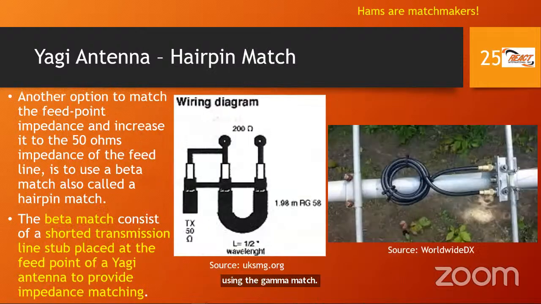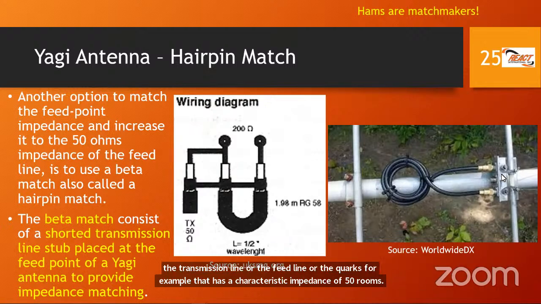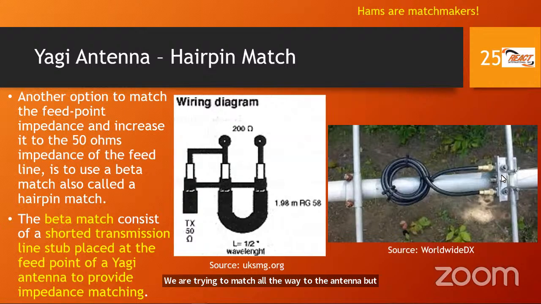Okay, yet another type of match. So again, hams are matchmakers, and we are trying to match our radio's radio frequency output stages of 50 ohms impedance to the transmission line or the feed line or the coax, for example, that has a characteristic impedance of 50 ohms. We are trying to match all the way to the antenna, but the antenna is not 50 ohms. Again, just like the gamma match, we could use another type of construction. It's called the hairpin match, sometimes called the beta match, right? So this is what it looks like here.